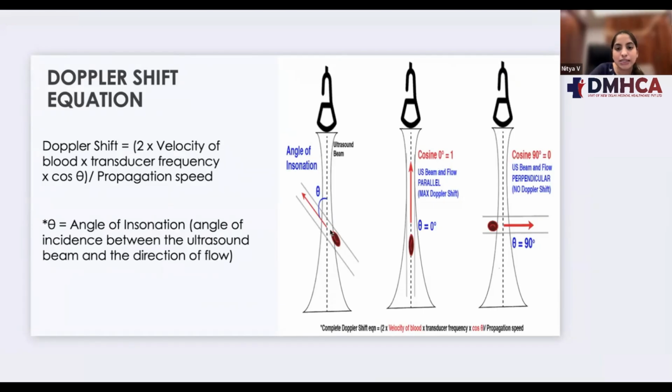So in the diagram, we can see cos theta. If the angle is 0 degrees, that is, if we keep the probe or the angle of insonation in line with the direction of the blood flow, that will provide the maximum Doppler shift, because cos 0 is equal to 1. But if the angle of insonation is 90 degrees, that will be perpendicular to the direction of the blood flow, then there will be no Doppler shift, because cos 90 degrees is equal to 0. So this whole formula will become 0, and there will be no Doppler shift.